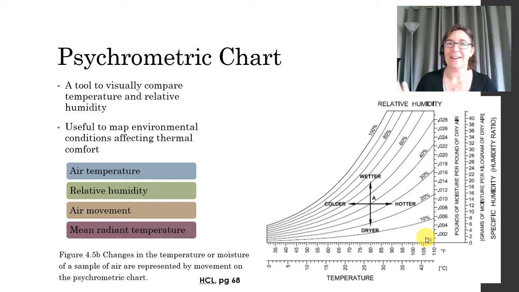That's all it is. All right, don't get overwhelmed. It looks a little confusing, but all you're doing is comparing temperature and relative humidity. It's useful because we use it to map those environmental conditions that affect thermal comfort. So here's an example of one from your textbook. Figure 4.5b is the one that I've chosen to demonstrate. And let me zoom in so it's a little bigger on your screen.